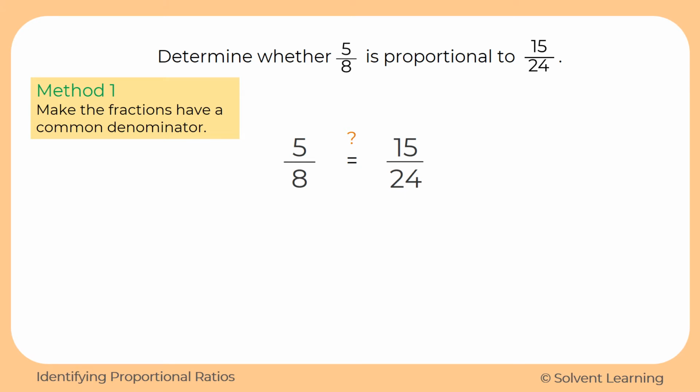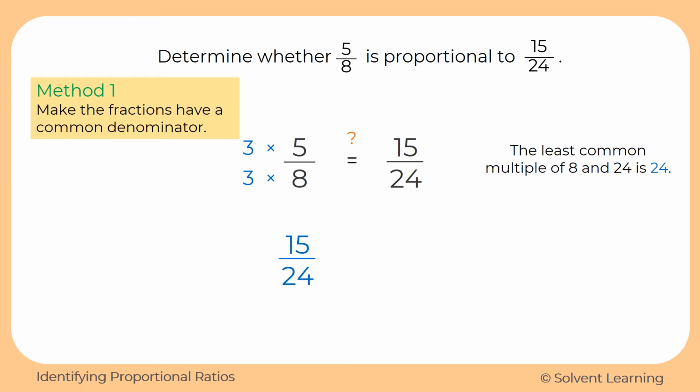Well, the least common multiple of 8 and 24 is 24. So we can make both of these fractions have 24 as their denominator. And the one on the right already has 24 as its denominator. So for the fraction on the left, we can multiply its denominator by 3, because 3 times 8 would give us 24. But we also need to multiply the numerator by the same number. We always have to multiply both parts of the fraction by the same number.